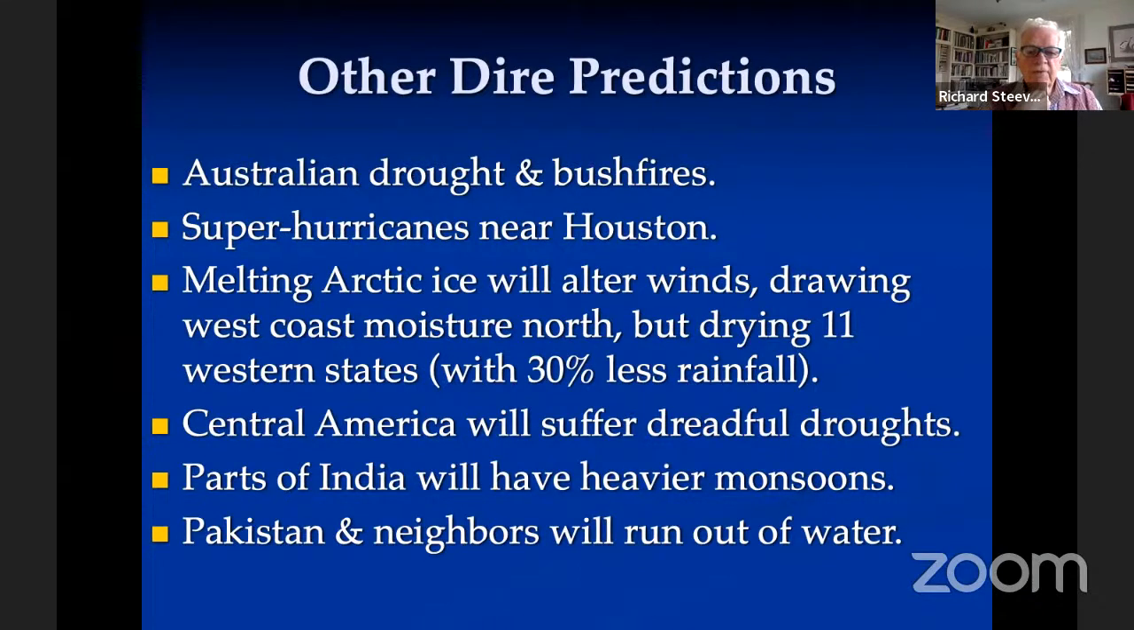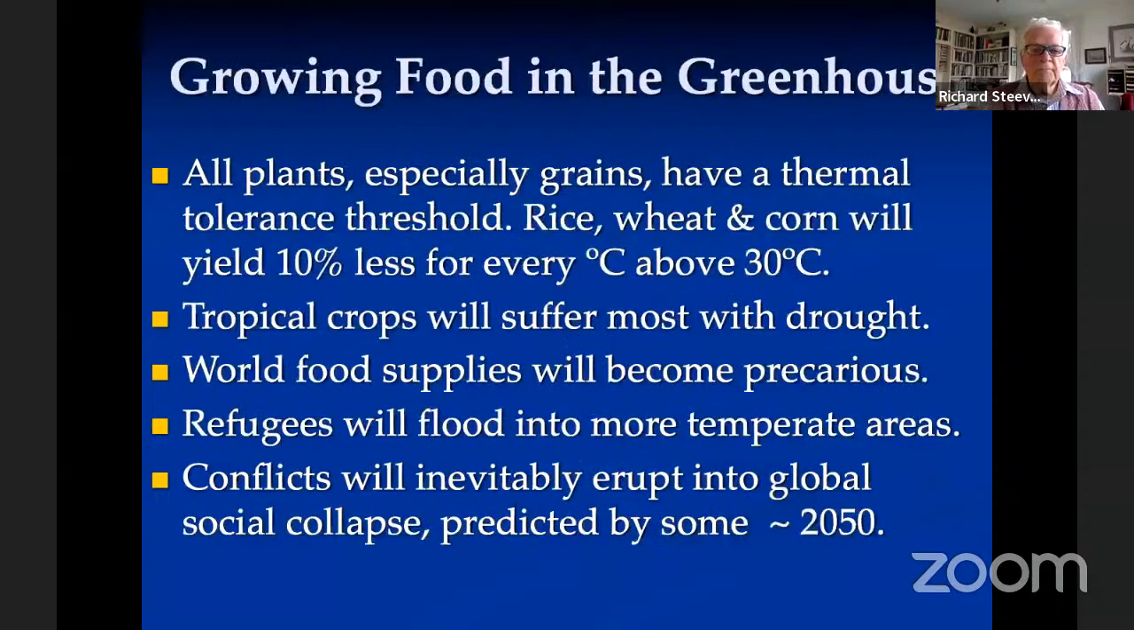Parts of India will have heavier monsoons, but I worry that some of those monsoons will release their rain before the winds from the Indian Ocean even get to India, so they could lose their monsoons, which would be an even worse thing. Pakistan and its neighbors will run out of water.